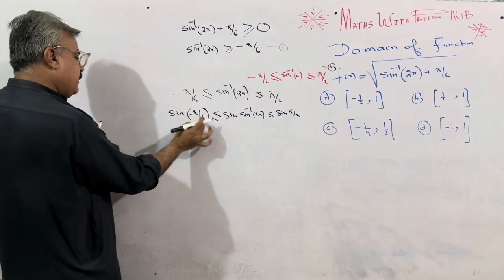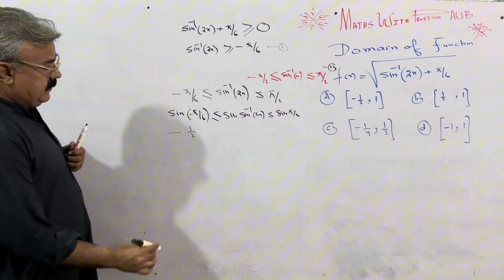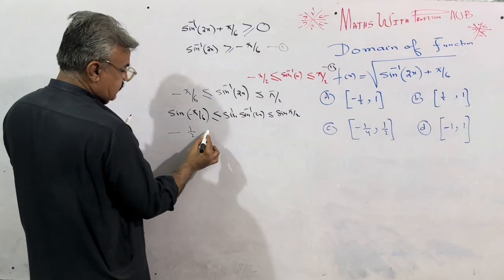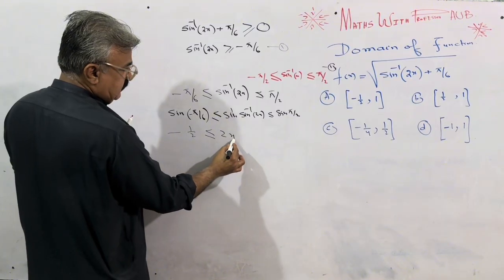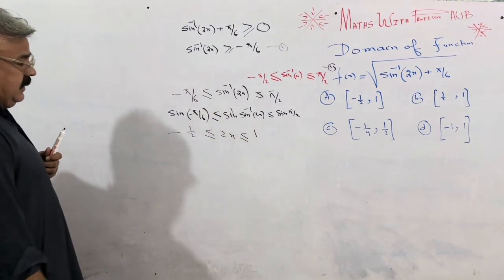Sine of minus pi over 6, from a calculator one can reconcile that, is equal to negative 1 over 2. Sine and sine inverse have been utilized. We have only 2x less than or equal to sine pi over 2, which is equal to 1. Sine 90 is equal to 1.